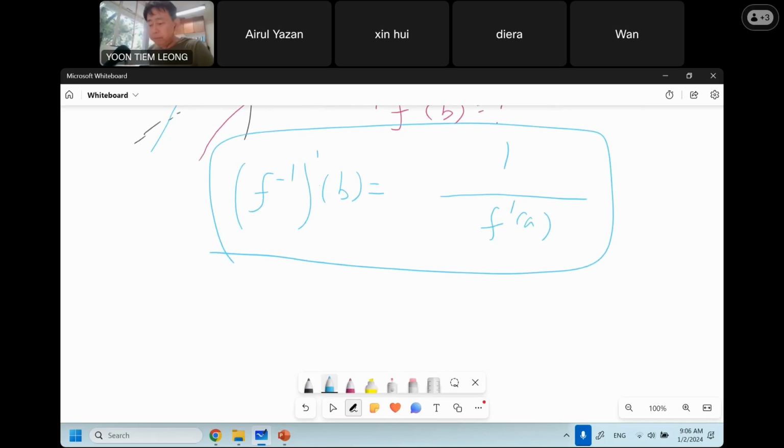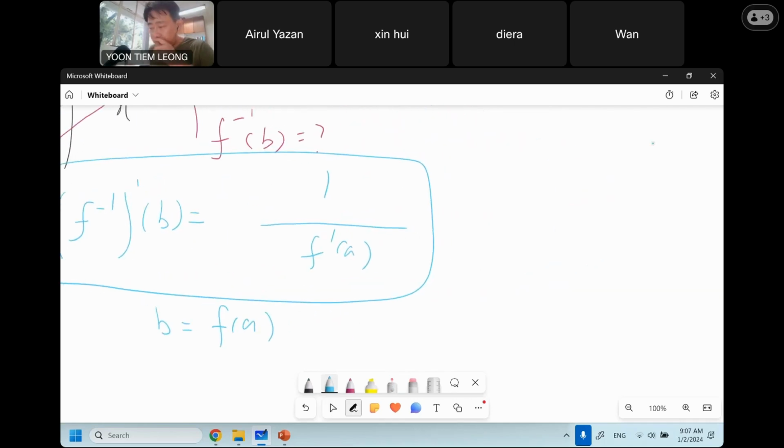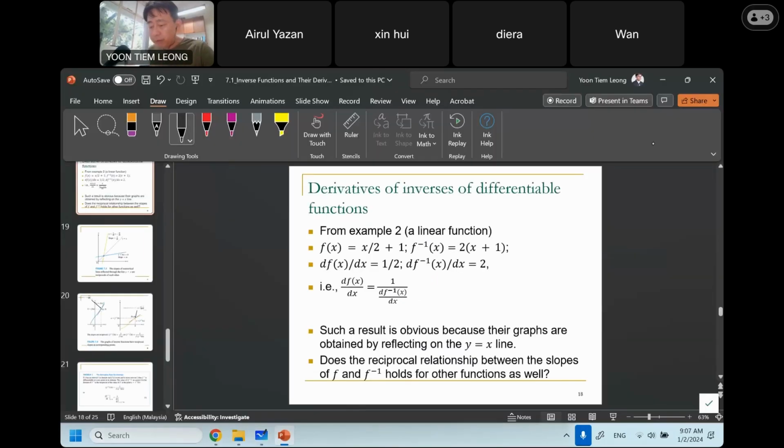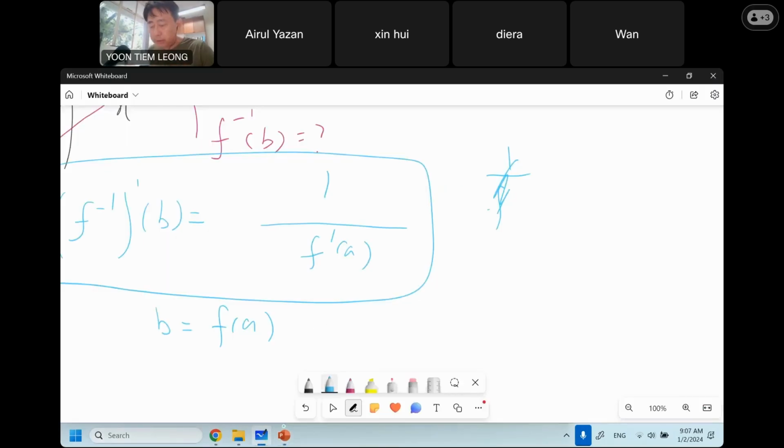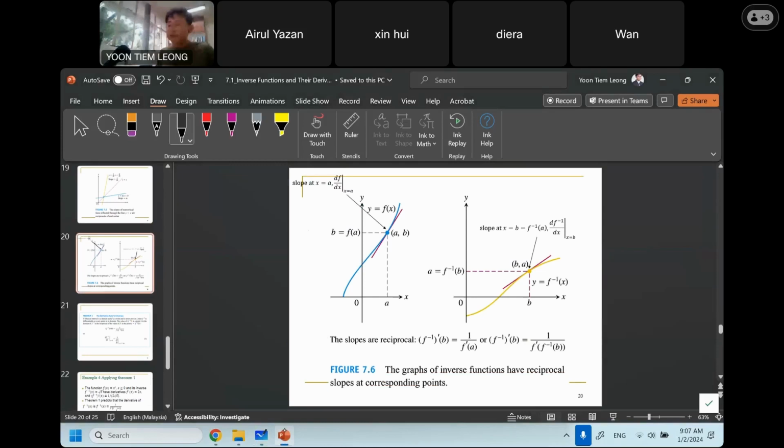So here, b is the value of the function when you plug in a. This is one way of expressing the relationship between the function and its inverse. There are also other ways of saying the same thing. Here you can also say that the derivative at the point a is equal to 1 over the inverse derivative at the point b, where b and a are related. This is the graphical representation of what I mentioned just now.